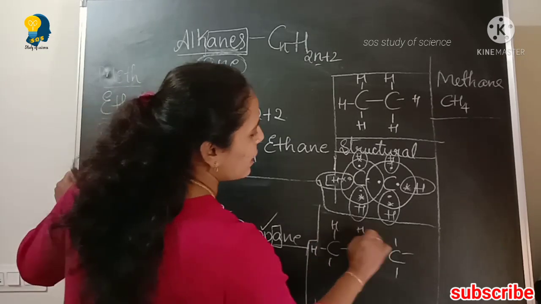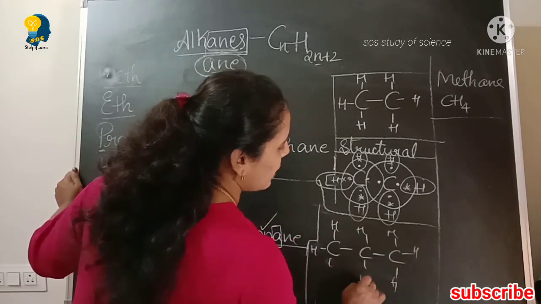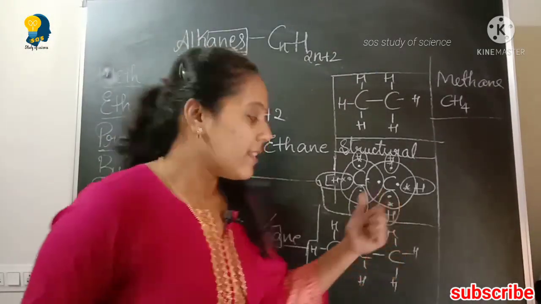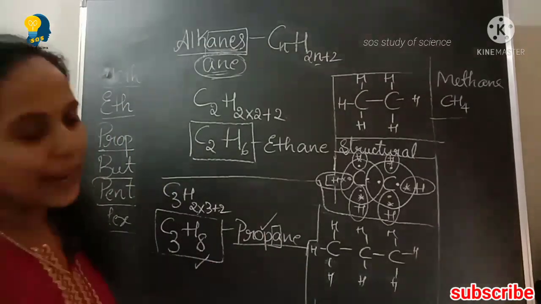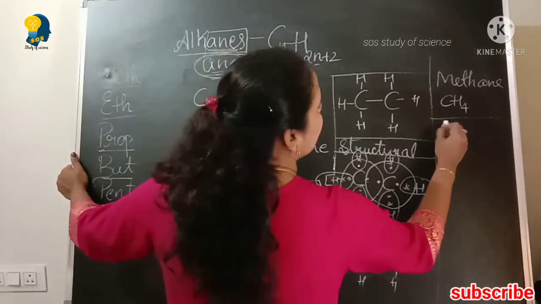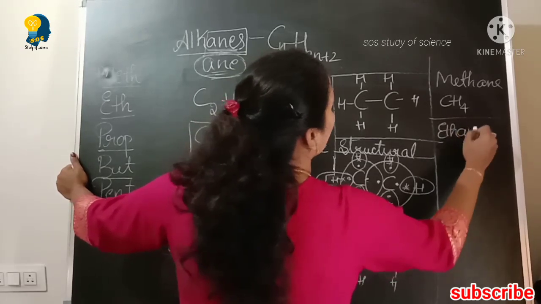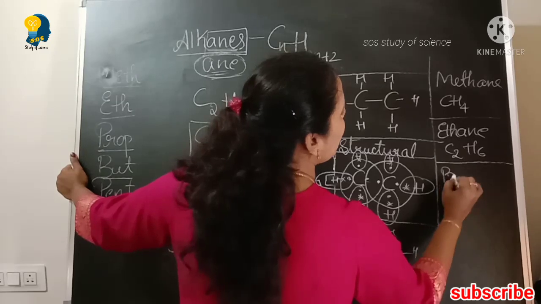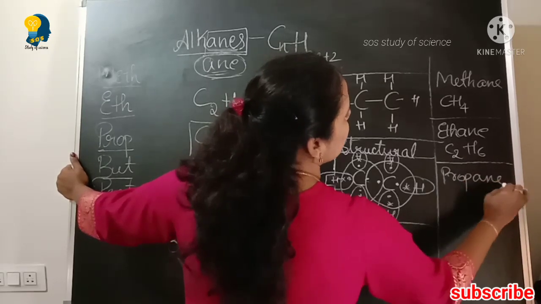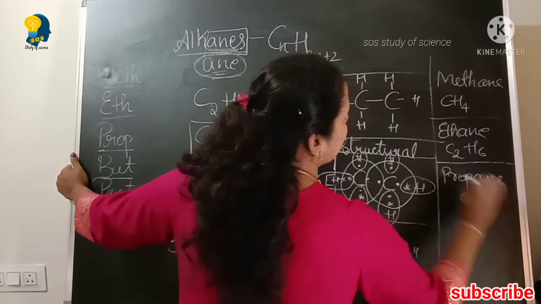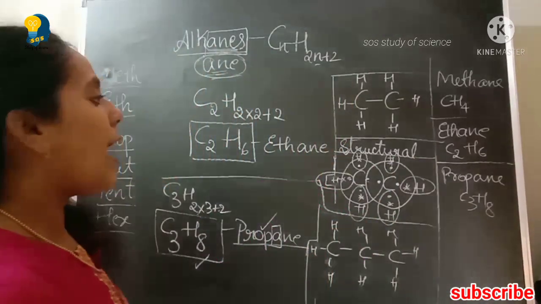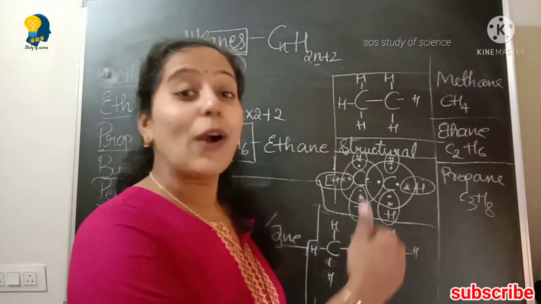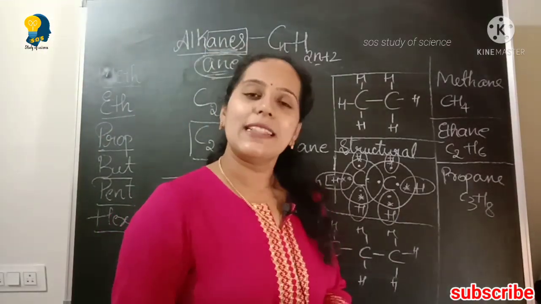You can check here: 1, 2, 3, 4, 5, 6, 7, 8. So there are 8 hydrogens surrounded by the 3 carbon atoms. C3H8 is nothing but propane. So we have learnt ethane, whose formula is C2H6, and we have learnt propane, whose formula is C3H8. I hope you understand this. And moving on, under the alkanes, the fourth member is butane.